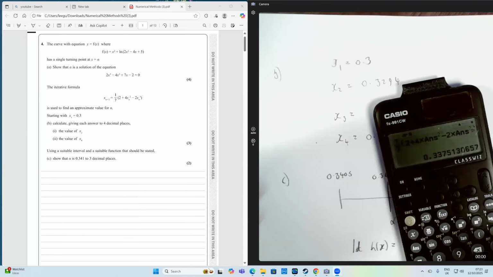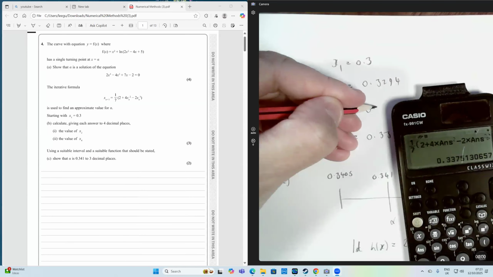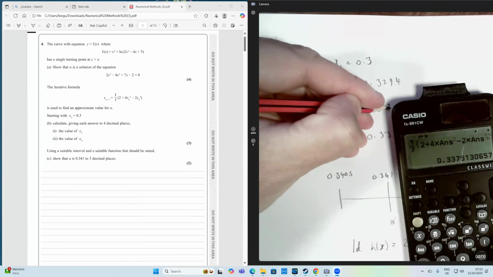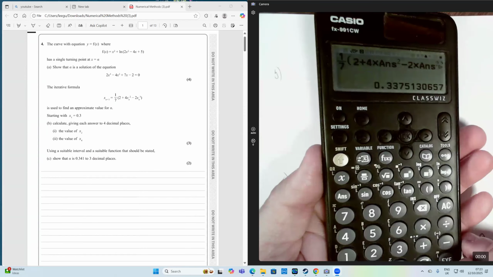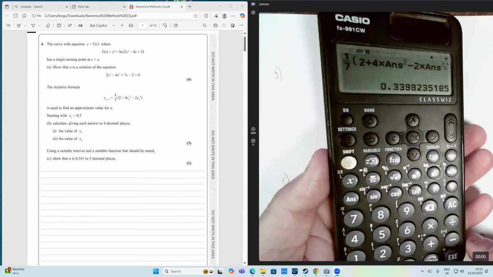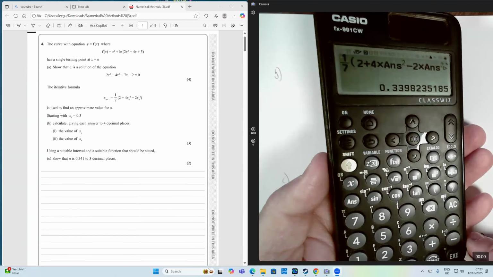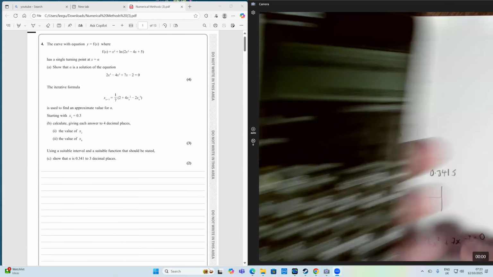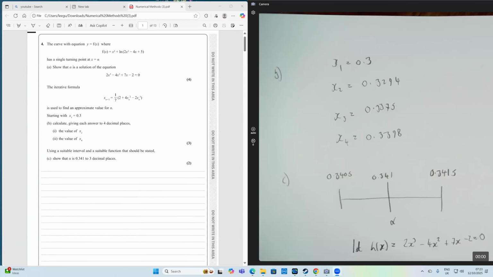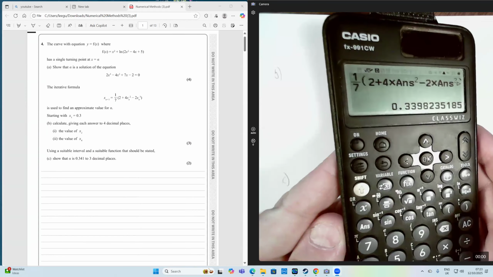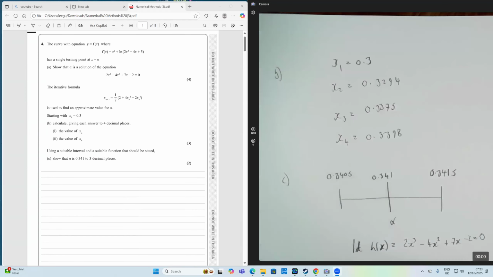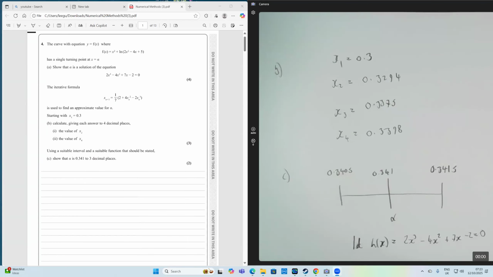So we're not asked for x3, but I'll just write it down anyway. That is 0.3375, correct to 4 decimal places, and then press it again, and we have 0.3398. So that's how you program the recursive iteration into your calculator using the answer button. Okay, that's great. Well, that's part B done. That was a very nice 3 marks as well.